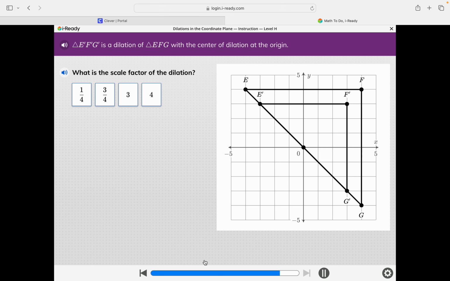-1. Minus 4. Yeah, -4 and then going up plus 4. So now tell me E prime. E prime is minus 3 and plus 3. Minus 3 and plus 3.